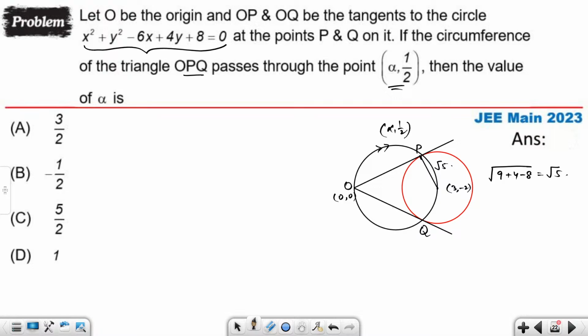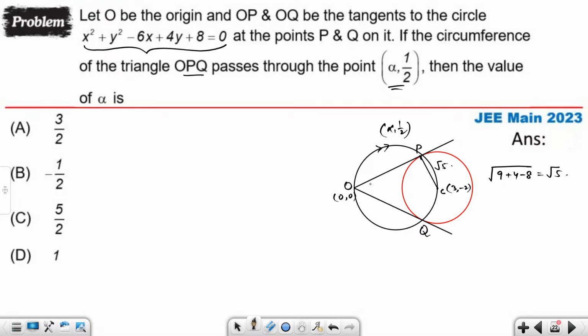Otherwise, you will forget. Simple thing that whenever any circle is passing through OPQ, where OP and OQ are the tangents to the circle and O is a point outside the circle, then that circle is going to pass through the center of the given circle. That's the thing which we have to remember. Because they are cyclic quadrilateral. Yes or no?